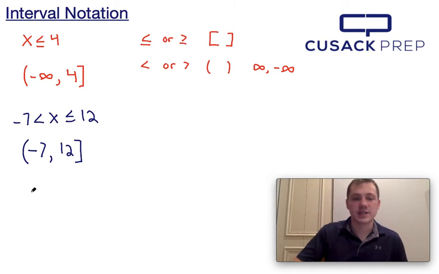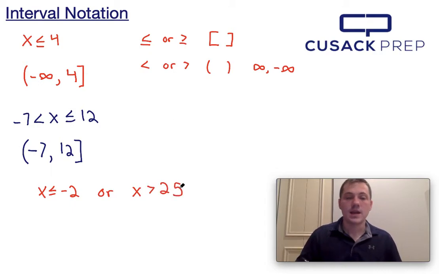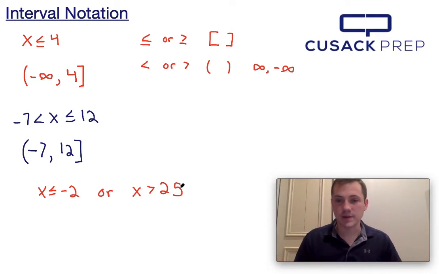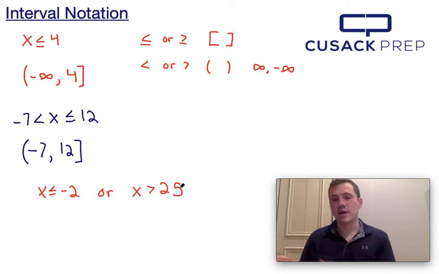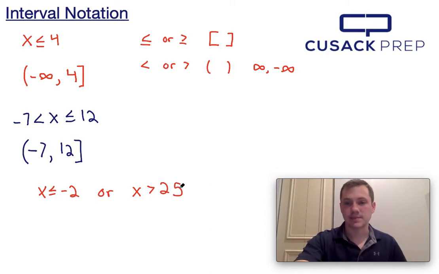What's something else we could do? Well, what if we had the case where it was split? Maybe we had something like x is less than or equal to -2, or x is greater than 25. So what's happening here is we have two separate intervals where x can be. It's not in between two numbers like the previous example, but it's either less than -2 or it's greater than 25. To do that, we have to use the union symbol.